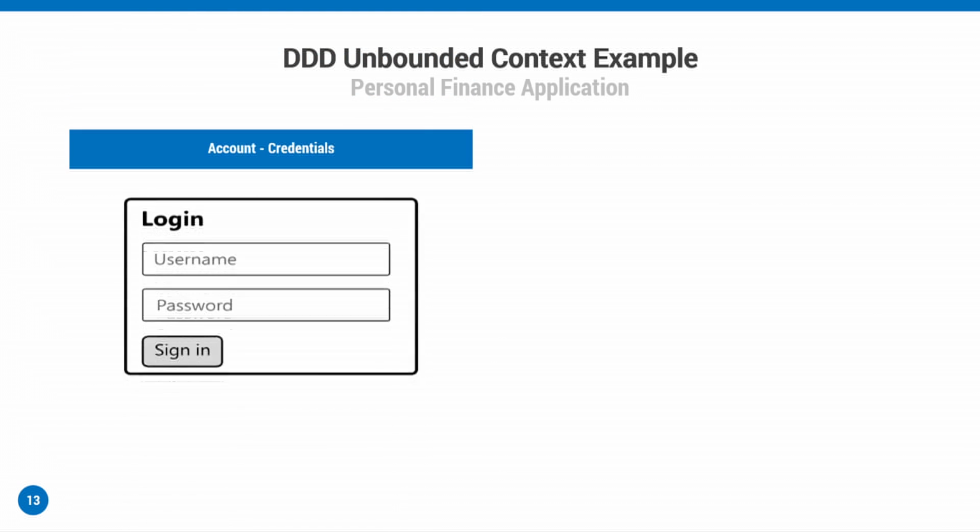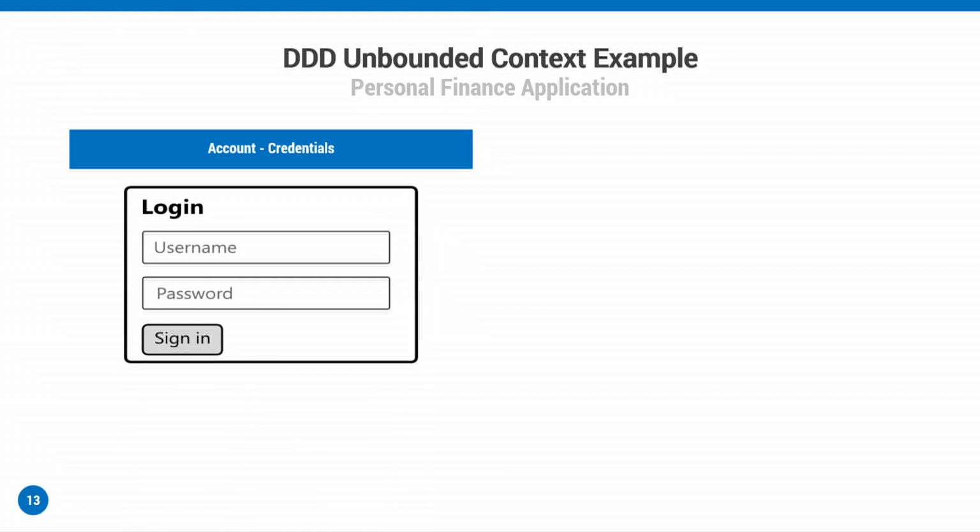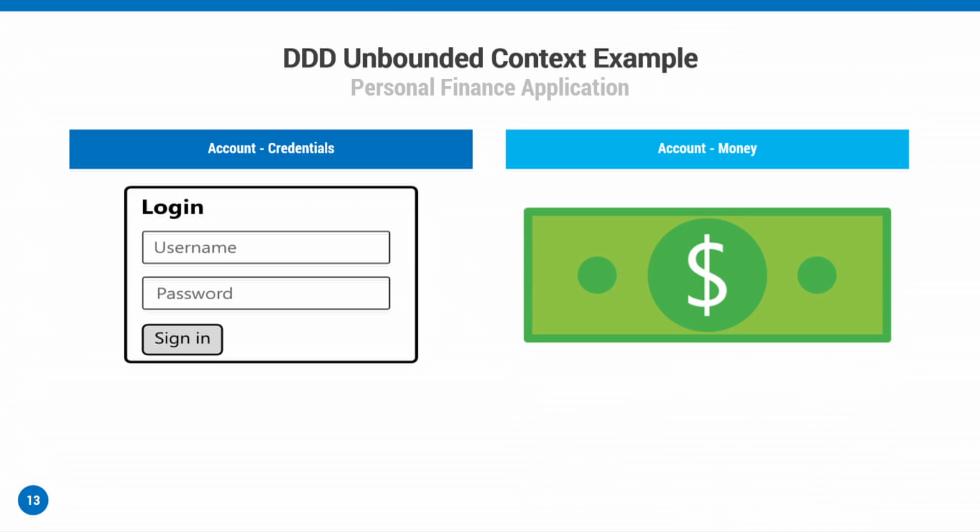So I'm assuming most of us have used a personal finance application. Like we log into our bank website, right? And we have an account. And that account relates to our credentials that we use to log in. We also should be looking at an account that has money in it. This is on the same website.